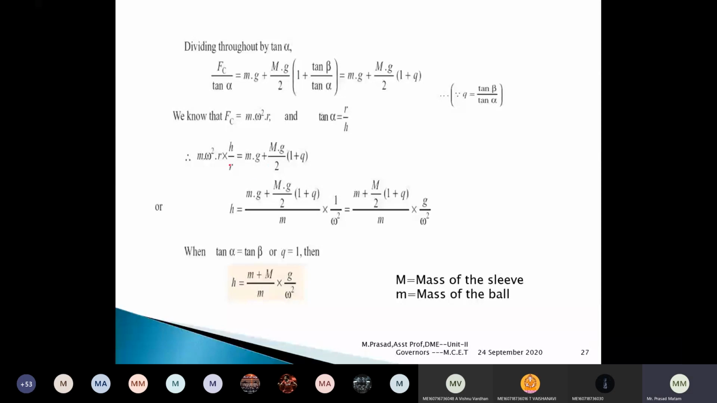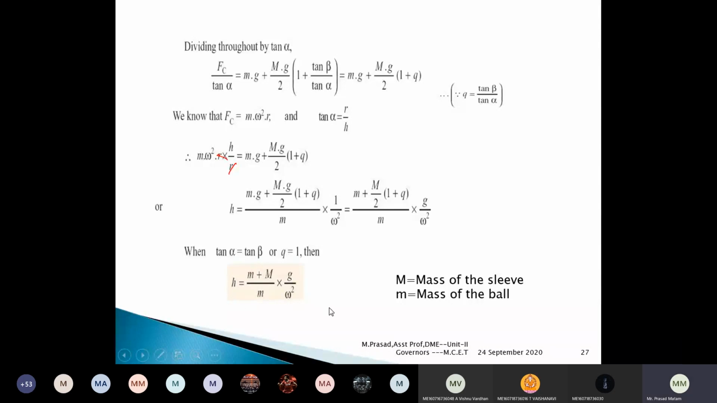So from this equation, what will happen? This R and this R will cancel, and we are getting only m omega square into H. H I am taking outside and keeping the equation as it is: Mg plus Mg by 2 into 1 plus Q by m into 1 by omega square. So I'm solving this. I'm getting it as M plus M by 2 into 1 plus Q, taking g outside, g by omega square by m. Now, when tan alpha is equal to tan beta, it means Q is equal to 1. So 1 plus 1, 2. These two will go away. And finally, we are getting H is equal to m plus M by m into g by omega square.